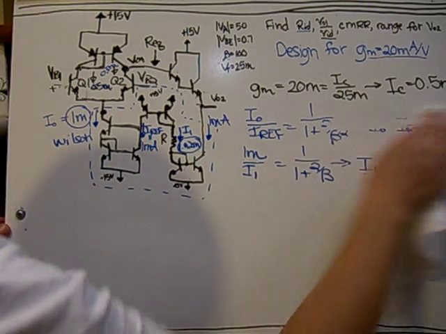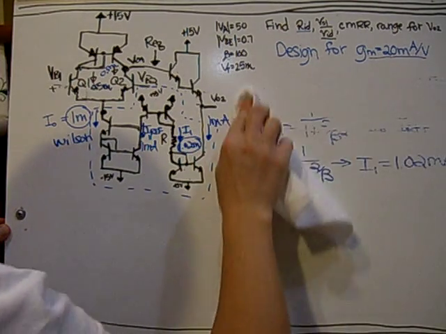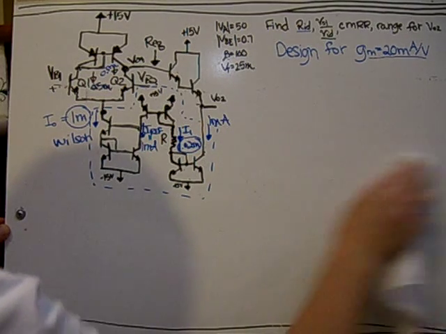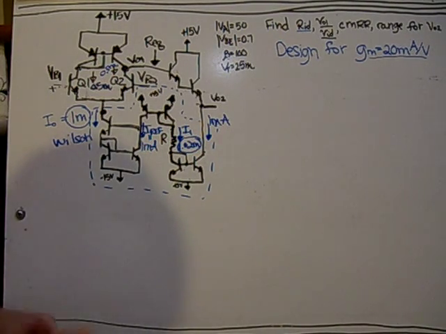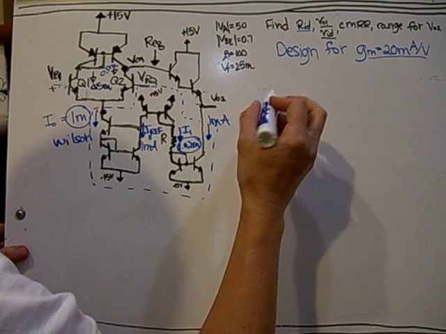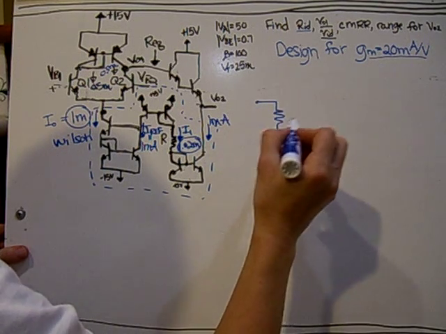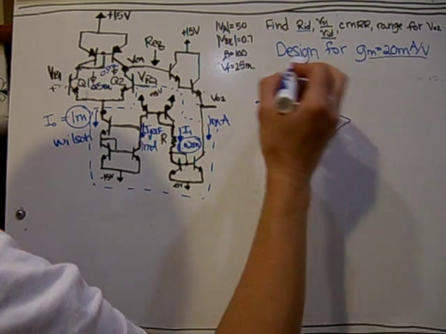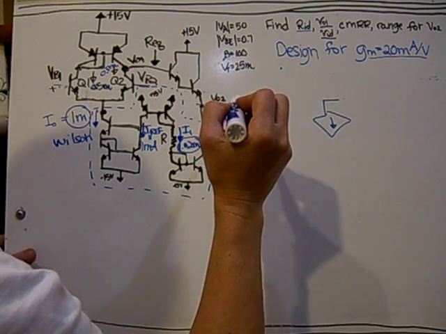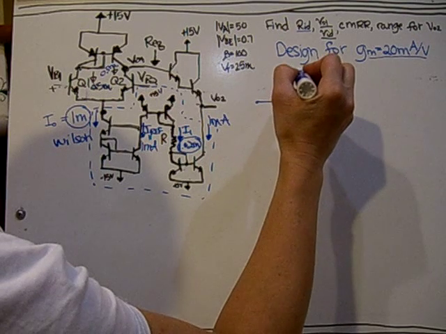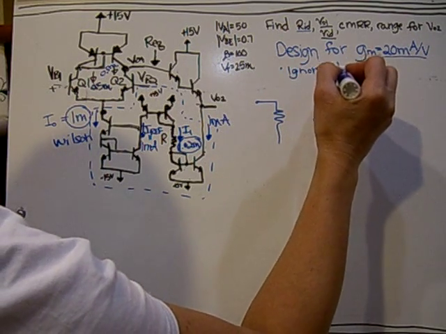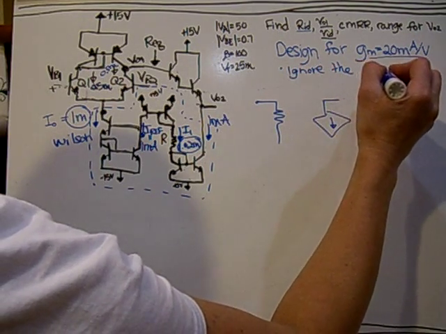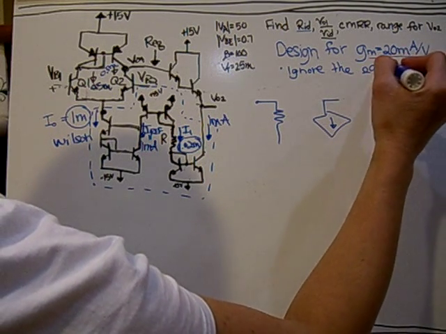I'm going to draw the hybrid pi for the Darlington portion to find that R equivalent. The problem also, I was told to ignore the early voltage for the Darlington transistors.